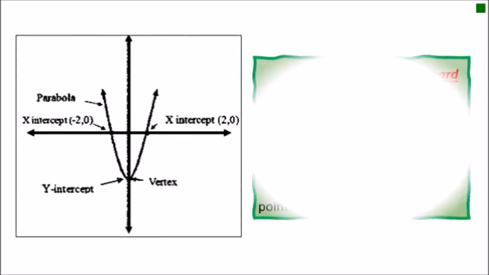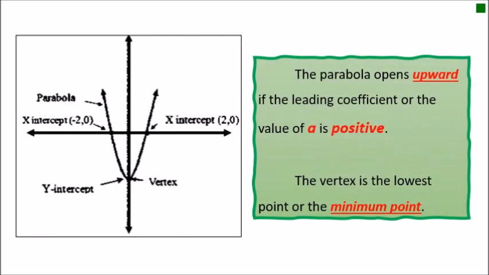Okay, so let's have examples here. So meron tayong parabola dito, and kung mapapansin nyo, meron tayong iba't ibang mga terminologies na nakikita sa graph ng parabola. Okay, so the parabola opens upward if the leading coefficient or the value of a is positive. So, itong a na to, ito yung quadratic term natin, yung coefficient ng ating quadratic term.